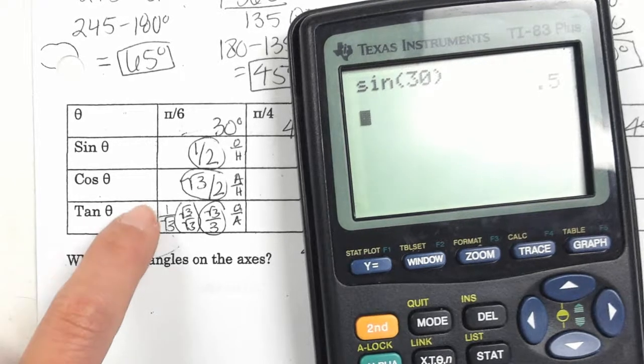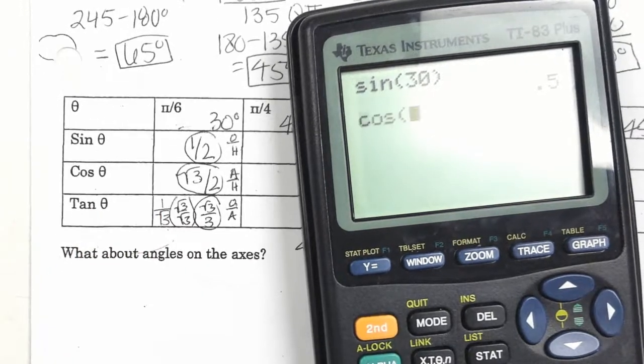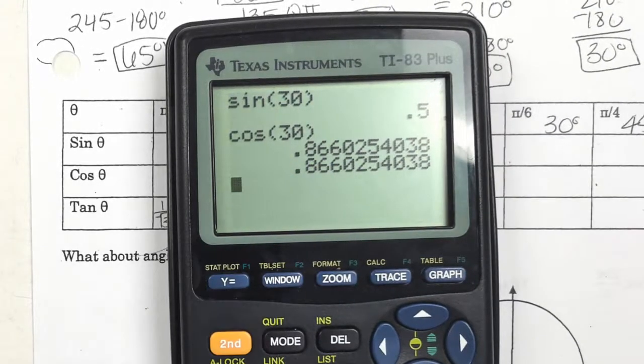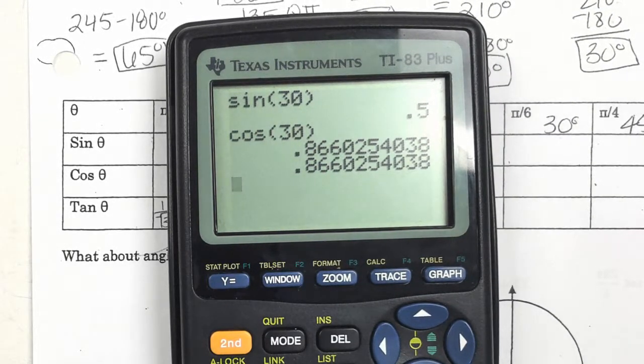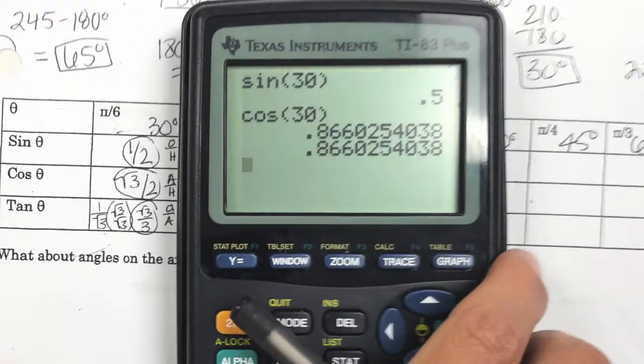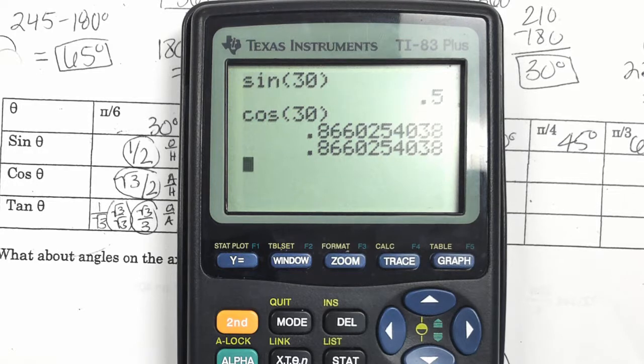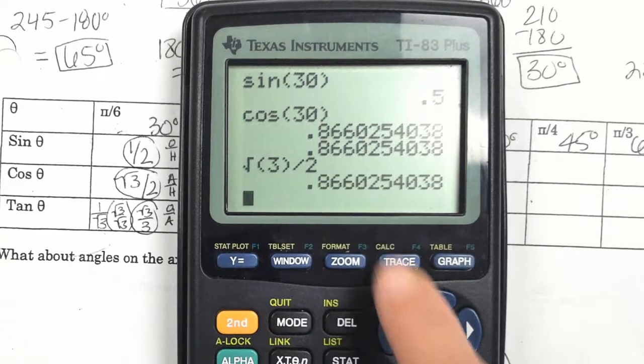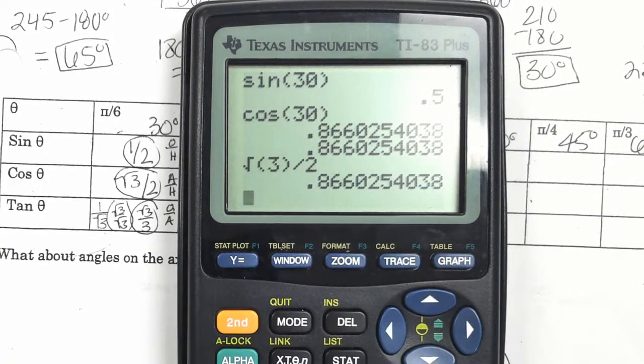But then if you type in cosine of 30, it's going to give you 0.866, blah, blah, blah. And I want it as a fraction, right? So how would you know that this is square root of 3 over 2? You wouldn't unless you do the hand trick. But you can check it by typing in square root of 3 divided by 2, and see it comes out to be the same thing. Does that make sense?